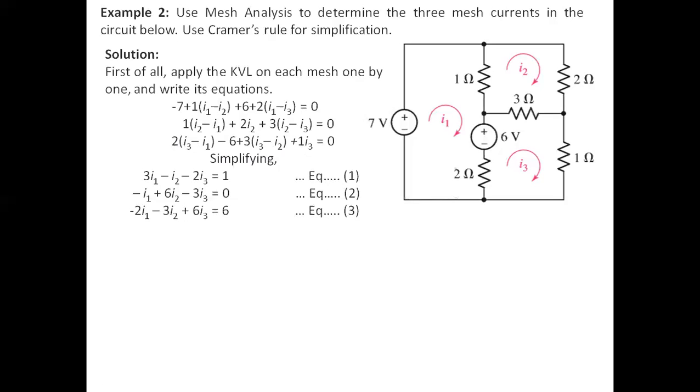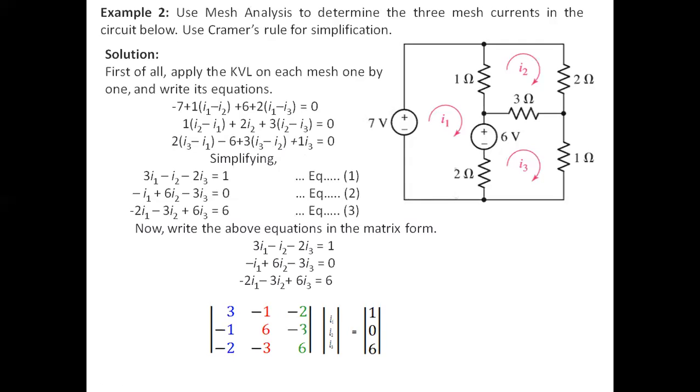So these are the three expressions. Now what you have to do is write them in matrix form. Row-wise: 3, minus 1, minus 2; minus 1, 6, minus 3; minus 2, minus 3, 6. That is a square matrix, a 3 by 3 matrix. And the currents I1, I2, I3 equal to 1, 0, 6.